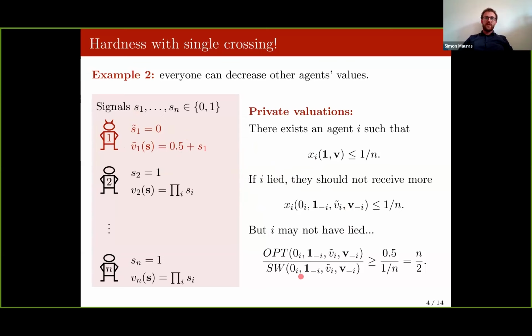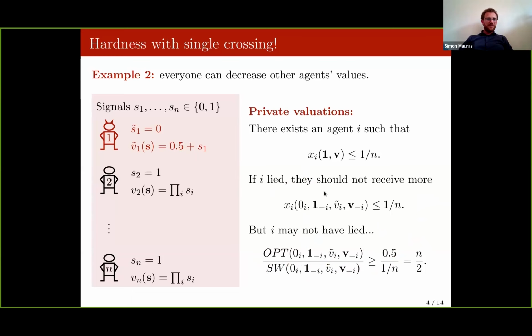And in which case, the ratio between what OPT achieves, which is 0.5, the value of agent 1, and what the social welfare of our algorithm constrained to be truthful achieves, being 1/n, we cannot have better than the n/2 approximation. So our beautiful results in the public setting, when we have single crossing valuation functions achieving optimal welfare, this is no longer true in the realm where we allow agents to misreport their valuation functions.